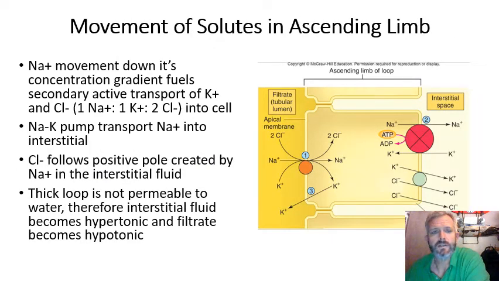So let's look at the ascending limb. Here are the cells. Here's the filtrate over here. This is what's in the tubule. And then here is the interstitial space, which is bringing the fluids back into the body. What do we see here? We see our sodium-potassium pump is pumping sodium back in.